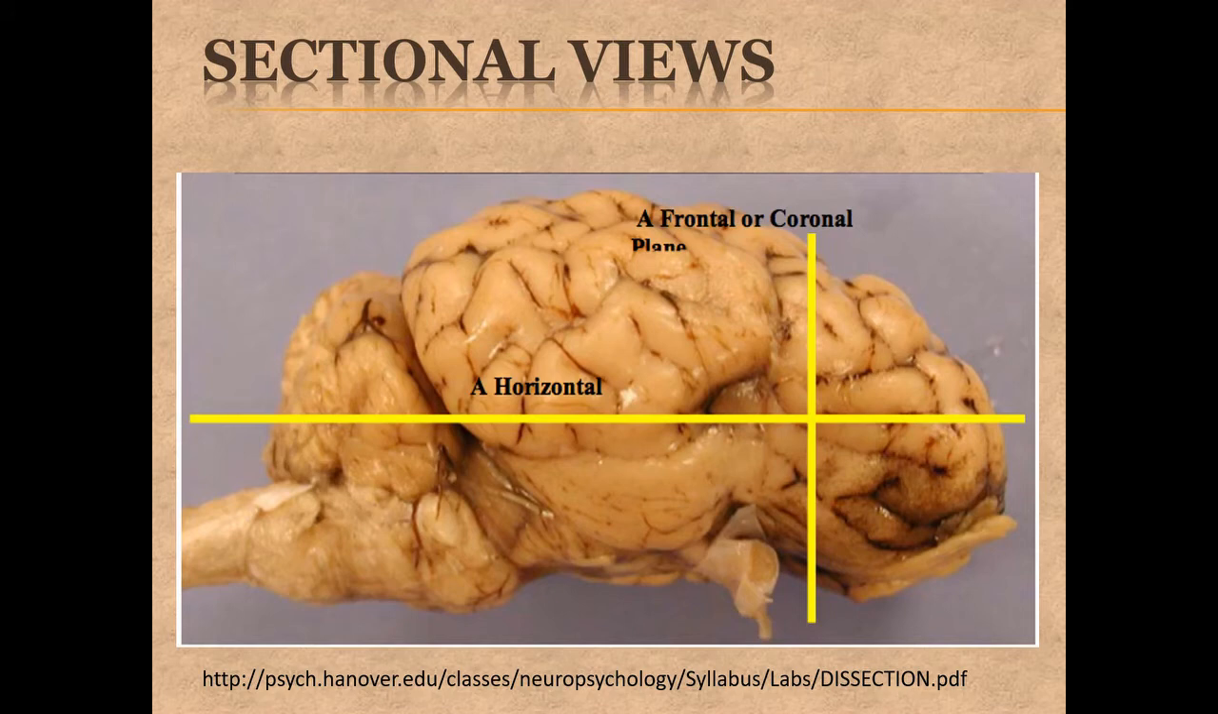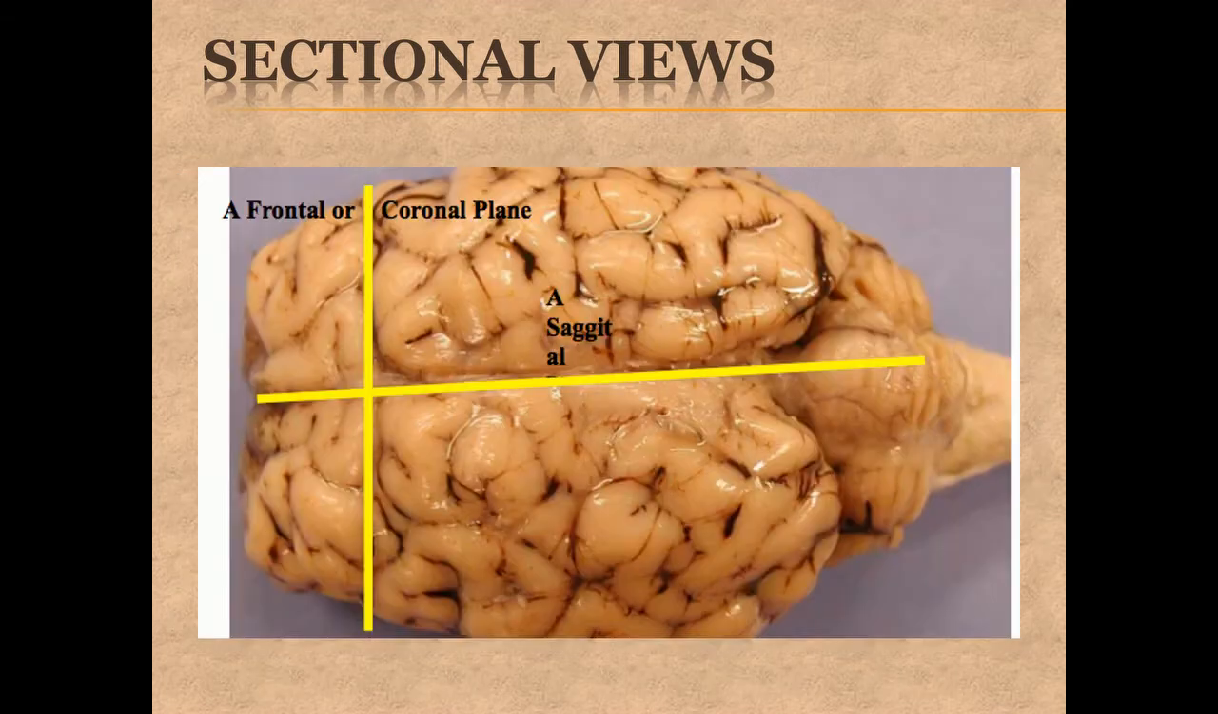So you have a frontal or coronal plane, and I will end up cutting a brain that way, as well as the horizontal. I'm going to do a coronal cut as well as a sagittal on mine. So again, these are the cuts that will be made: right across here, coronal, and down the middle is the sagittal.